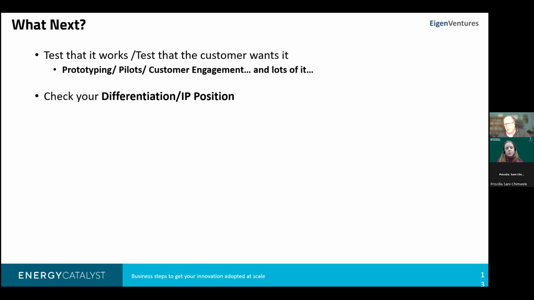Check your differentiation, as I said, or perhaps your intellectual property position. You can differentiate through technical innovations, which is typically IP, or you can differentiate in terms of the way you go to market, your market approach, or your route to market. Lots of different ways to differentiate, but you need to differentiate in some way. You need to build a convincing business plan.